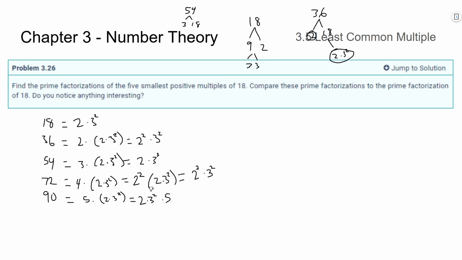So do you notice anything interesting about these prime factorizations? Well, we kind of showed it here, that they all have this 2 times 3 squared in there. They just have some extra integers, an extra prime factorization tacked onto that, but they all are multiples of 18. We know that, so that means they're all going to contain 18 somewhere in that prime factorization. Okay, can we use that?